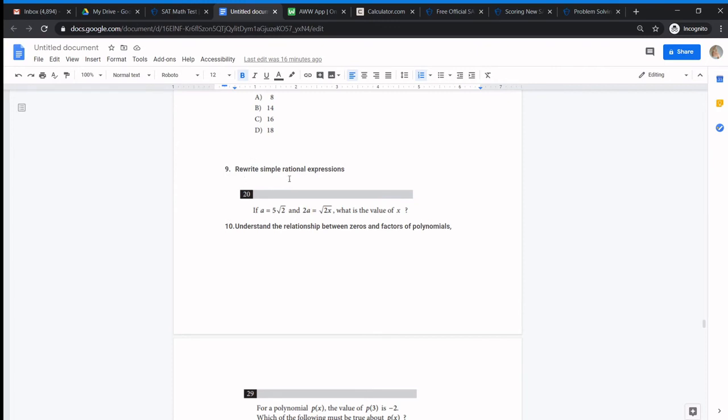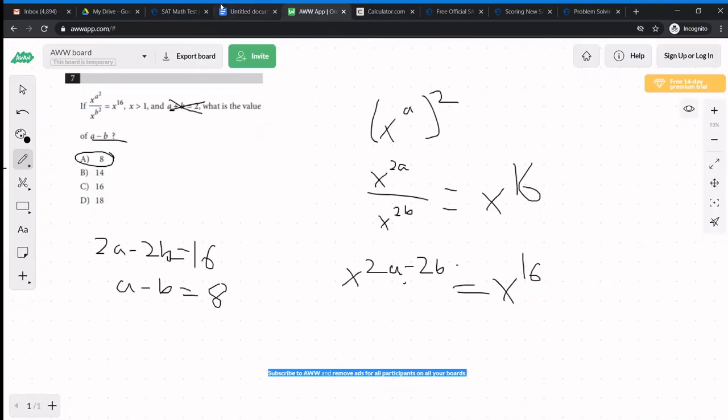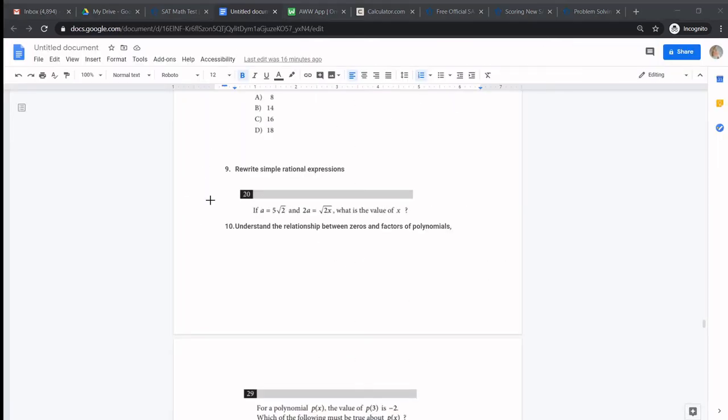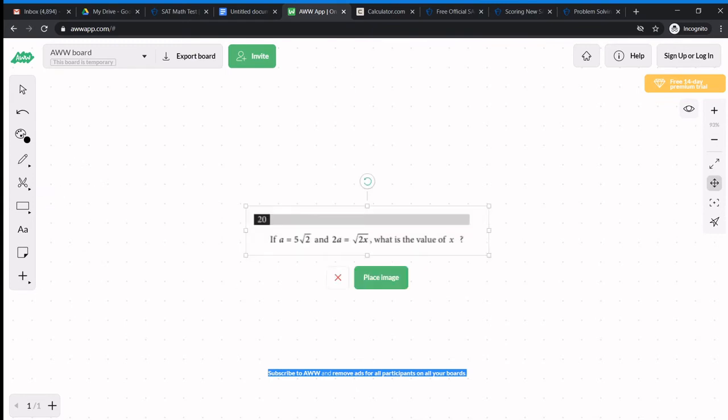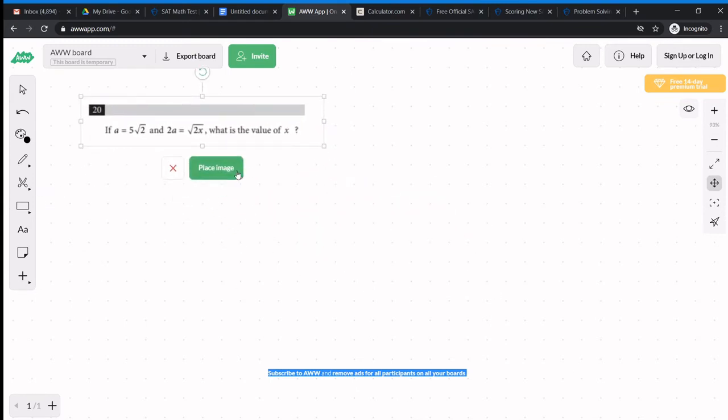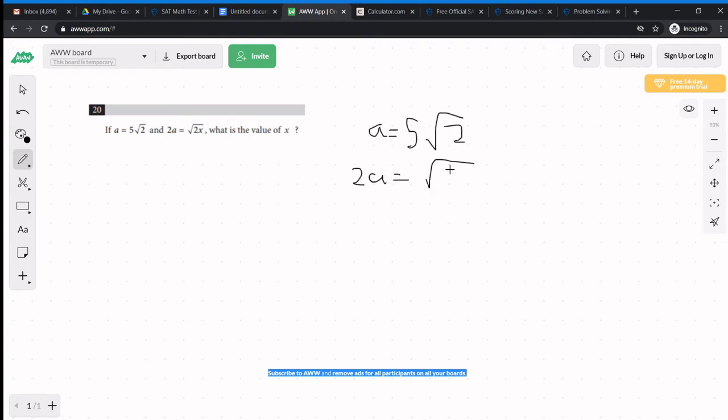Alright, rewrite simple rational expressions. Okay, so for this one, let's copy this, paste it here, place image, and if a equals 5 rad 2 and 2a equals rad 2x, what is the value of x?